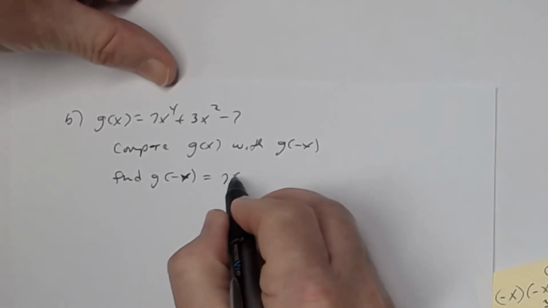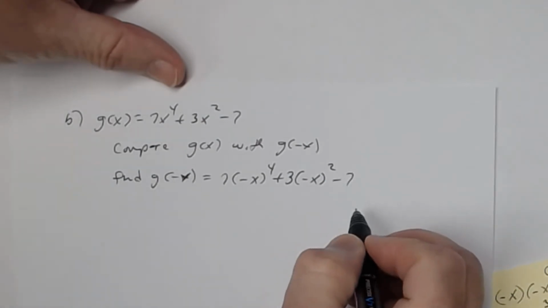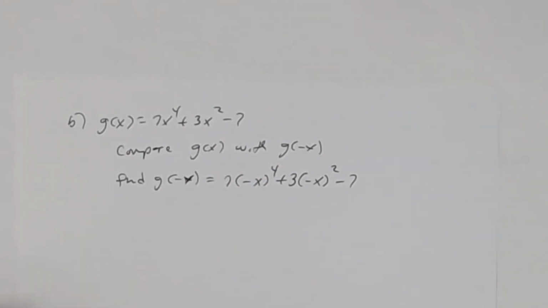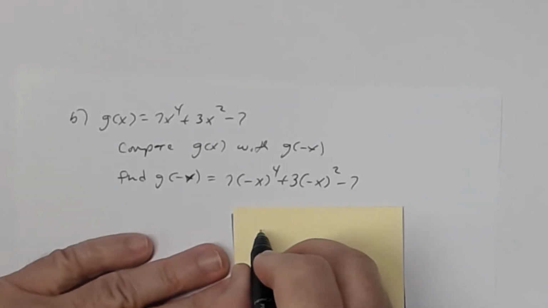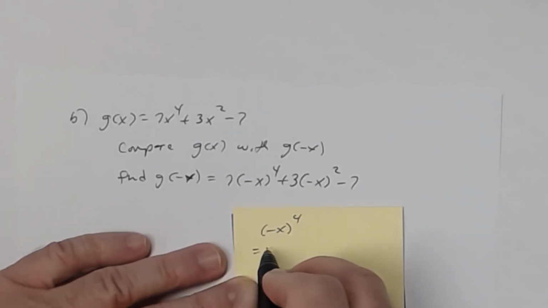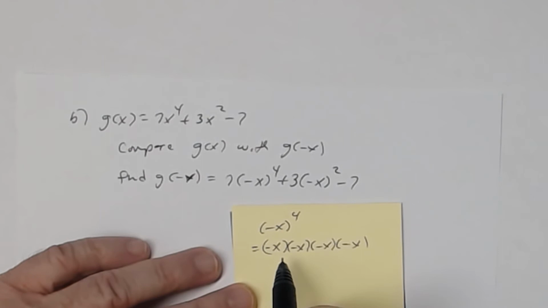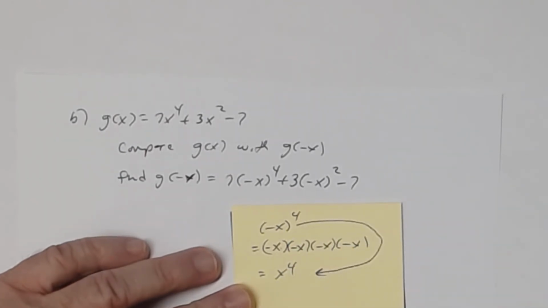So I get 7 times negative x to the fourth plus 3 times negative x squared minus 7. Well, remember, a negative number raised to an even power is always positive, right? And even if you did not know that, write it out. Negative x to the fourth means negative x times negative x times negative x times negative x. A negative times a negative is a positive, times a negative is a negative, and a negative times a negative is a positive. X times x is x squared, times x is x cubed, times x is x to the fourth. So this right here is equivalent to this.